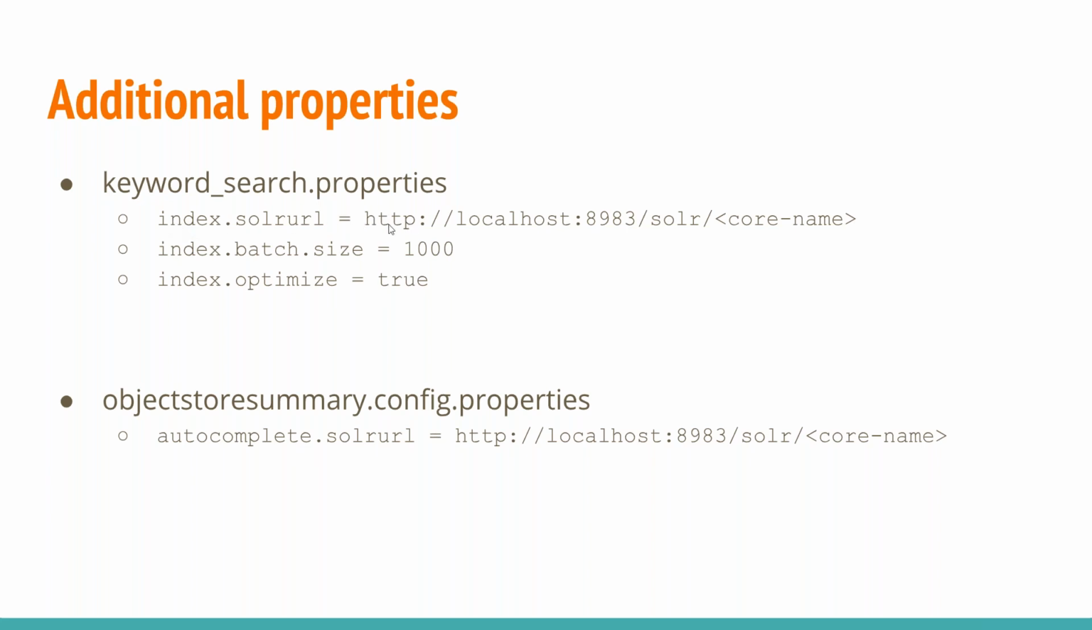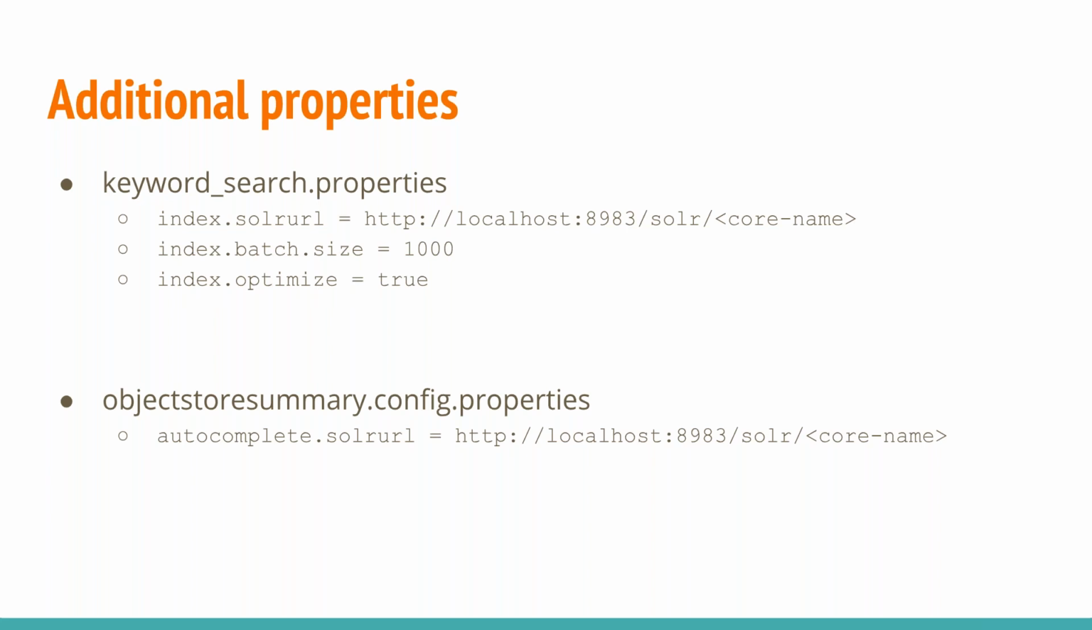You just have to give the Solr URL that you have set up. Here is the core name that you created for search, and you will be passing it here. The next config is the size of the batch. I'll explain it more in the next slide. What it basically says is the batch size that we are trying to index. And the last config is optimize.